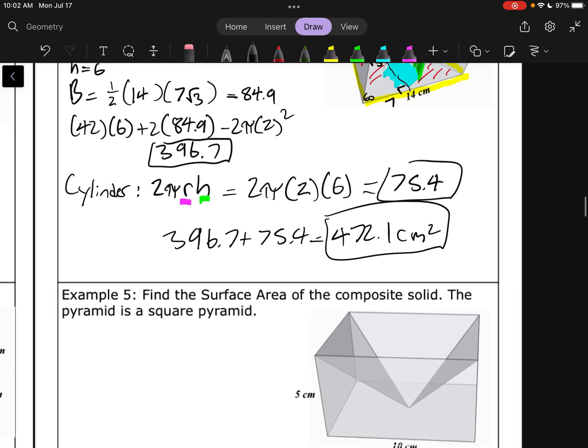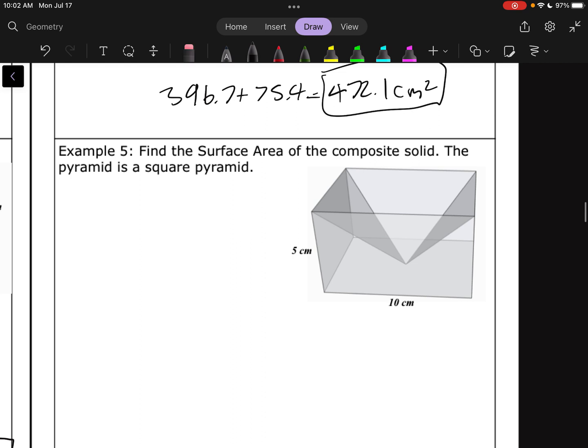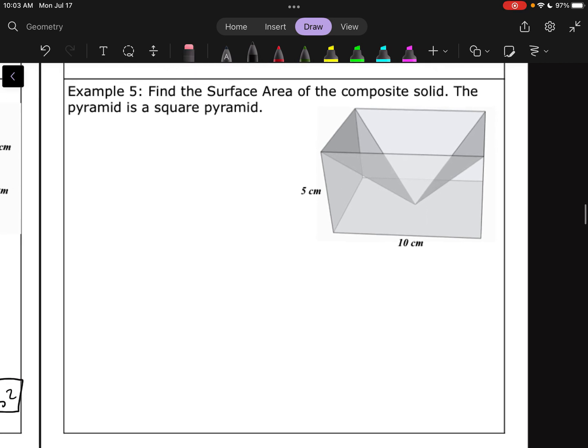Okay, and the last one here says find the surface area of the composite solid. The pyramid is a square pyramid. Okay, let's start with the prism. Prism formula, Ph plus 2B.